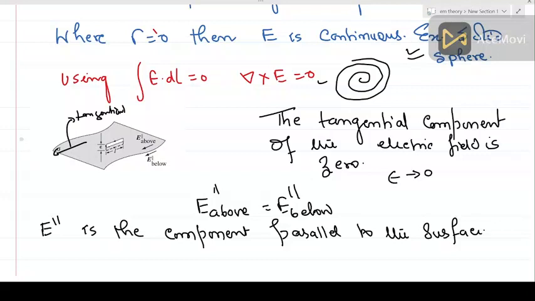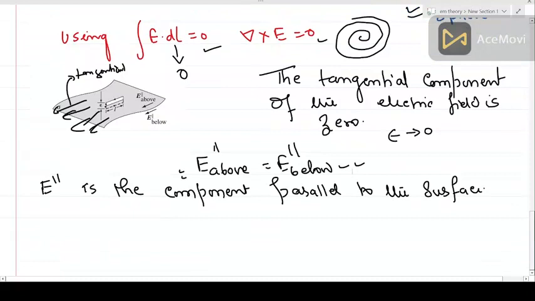And in the limit of epsilon equal to 0, the Gaussian pillbox or Gaussian surface is getting 0 thickness. In that case, the components parallel to the sheet are equal, because this condition is holding. dl is becoming 0. This total length is L, and along this the parallel components are becoming 0. So the parallel component of electric field above and below the surface are equal.